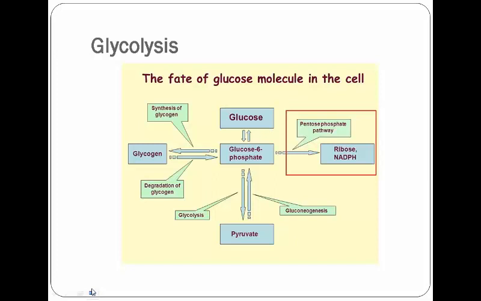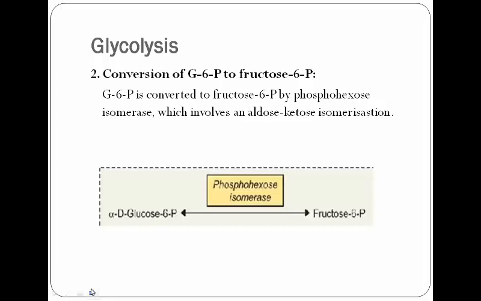Glucose 6-phosphate is also important in the pentose phosphate pathway, where this 6 carbon sugar is converted to 5 carbon ribose sugar, or pentose sugar. The second reaction of glycolysis is the conversion of glucose 6-phosphate to fructose 6-phosphate by the isomerase enzyme phosphohexose isomerase.